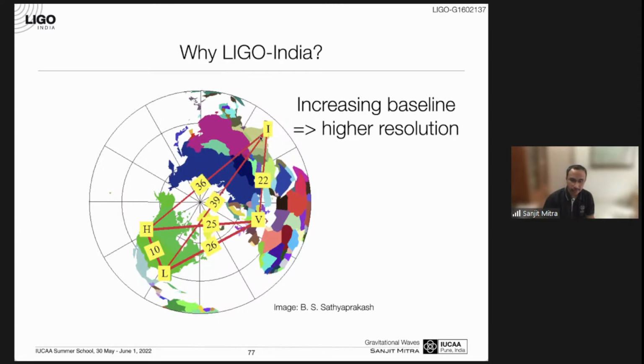When LIGO India comes, there are three baselines with Hanford, Livingston, and Virgo. So this is like a triangle. But if you put in LIGO India, the number of baselines becomes 6. Three more baselines come, and each one is pretty long. These two are much longer than this one, and even this one is comparable to the longest we have right now. So with this, as happens in radio astronomy, we'll get much higher resolution in sky localization, because there are more baselines. The sky localization accuracy will be very much higher.